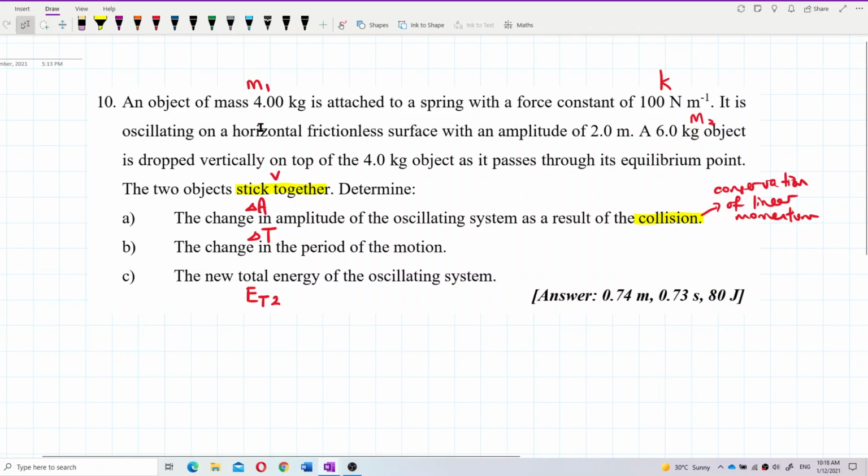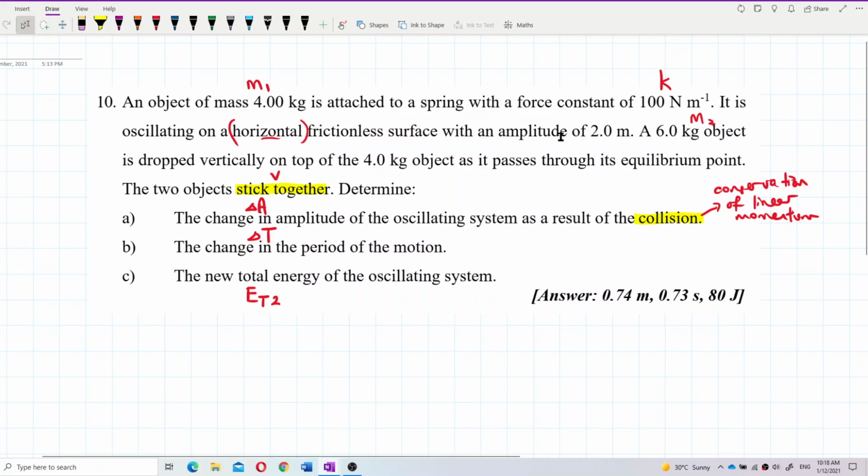It is oscillating on a horizontal, frictionless surface. Frictionless means the total energy in the oscillation is always constant, not losing any energy, unless you add another mass, then the total energy will change. Okay, we will look at that later on.